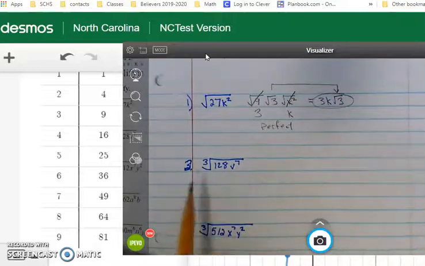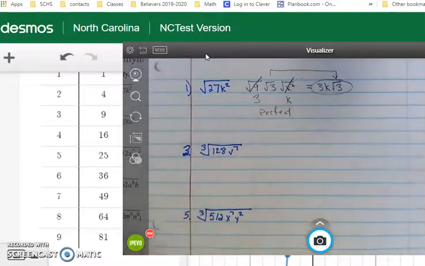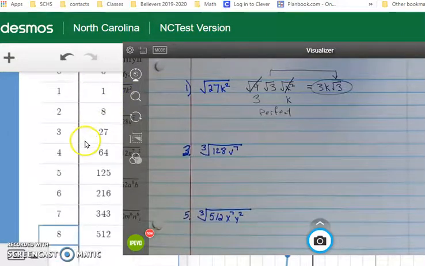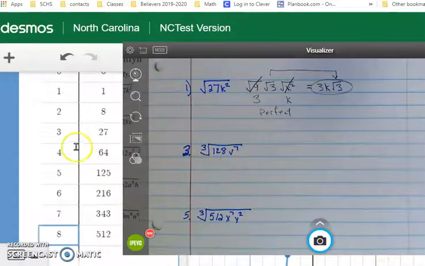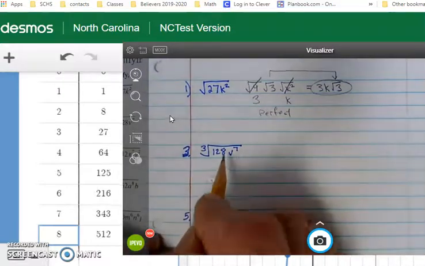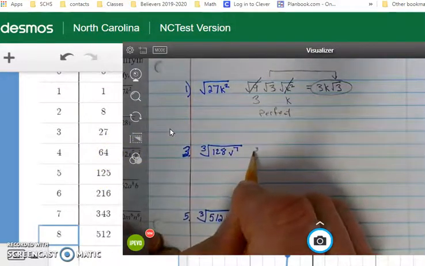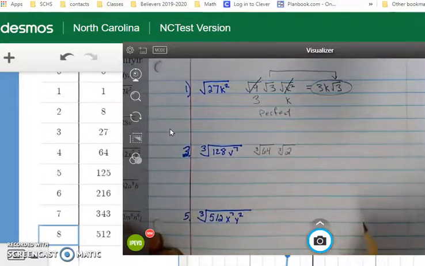The process works the same with cube roots. So you can see on number 3, I've got cube roots. So I'm going to come over here to my Desmos. I'm going to come down to my perfect cubes. So here's my cubes, and here's a list of those. And I'm wondering which one of these numbers will go into 128. Well, I'm going to have to take a calculator and play around for a few minutes. But it turns out that 64 goes into 128, 64 times 2. And you can see that 64 is definitely a perfect cube. So I'm going to rewrite this one as the third root of 64 times the third root of 2.